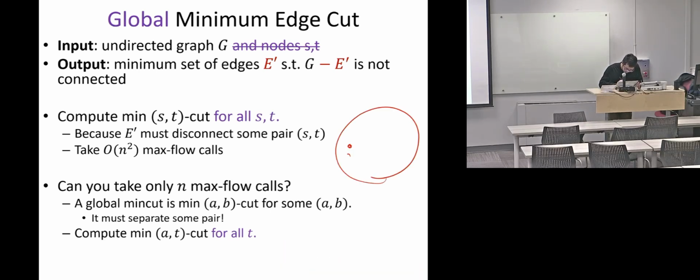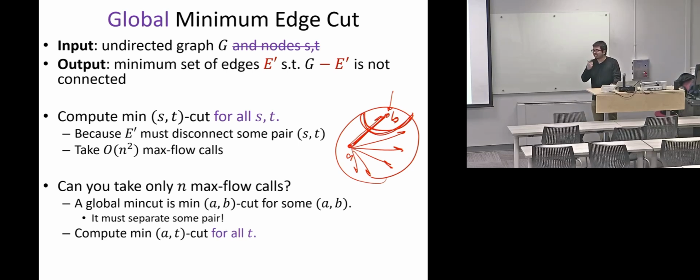Fix A, and you know that global min cut must separate A somehow. It might look like this too, but in this case, it still separates A from some other node B. So if you compute the min AB cut from A to every node, and once you loop through to this node and compute the AB min cut, then you will get the global min cut.